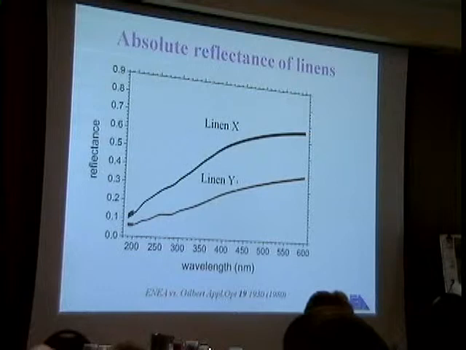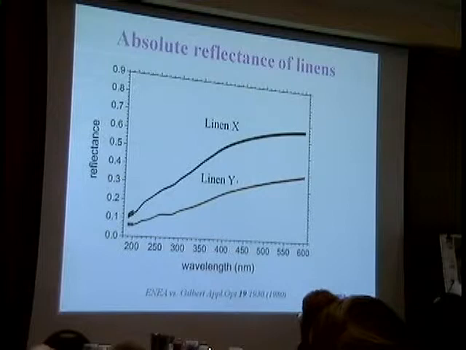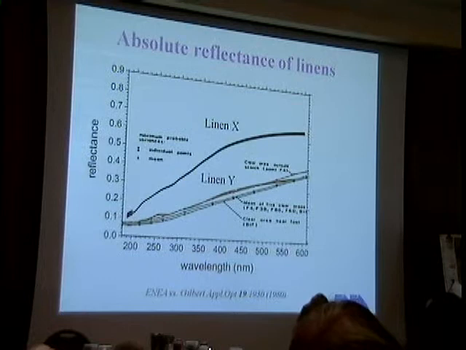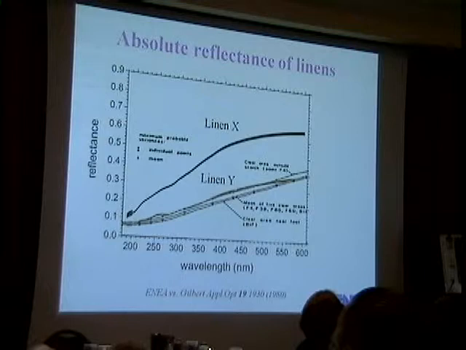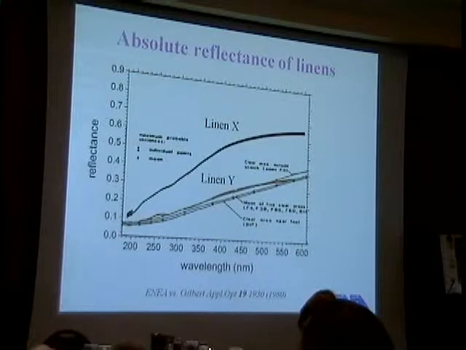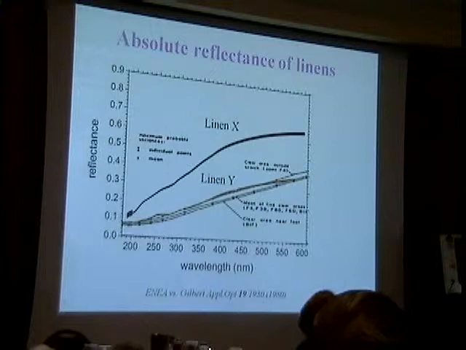And here is shown the reflectance as measured by Gilbert as a part of the Shroud of Turin research project on the Shroud, and you see that there is an almost perfect overlap of the reflectance with respect to linen Y. Experimental results.